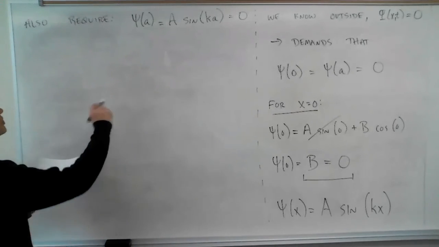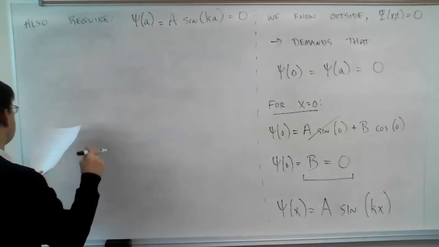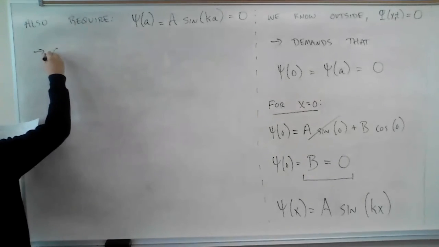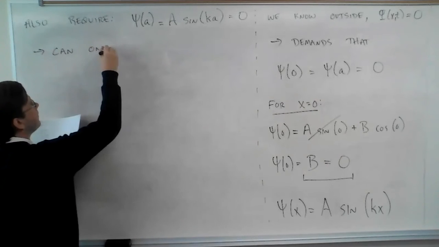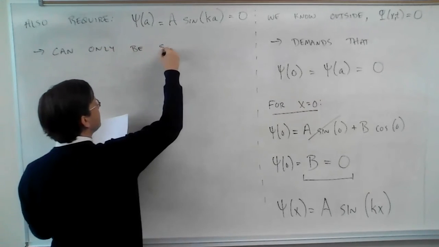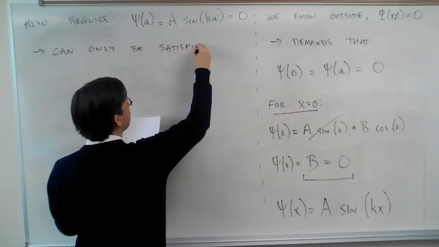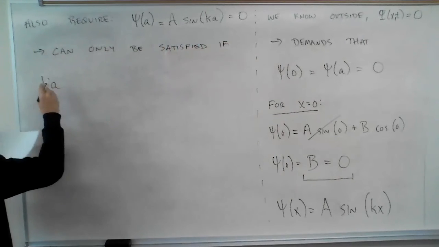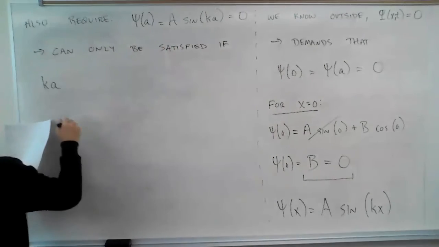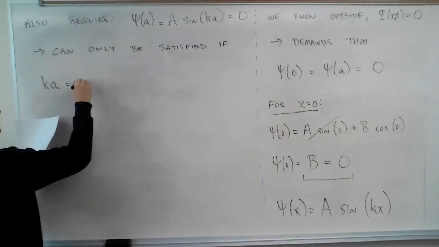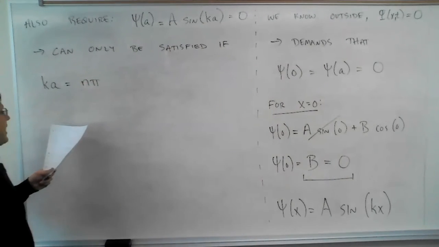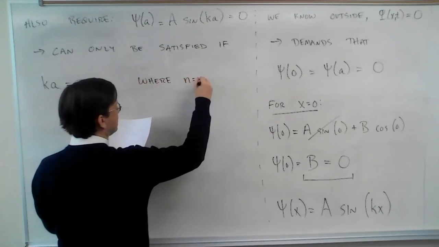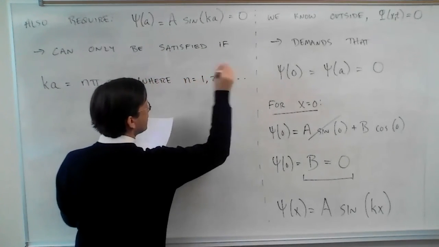So assuming that capital A is not equal to 0, this relation here can only be satisfied if we set the argument of this sine, k times a, equal to n times pi, where n is an integer, like 1, 2, 3, and so on.